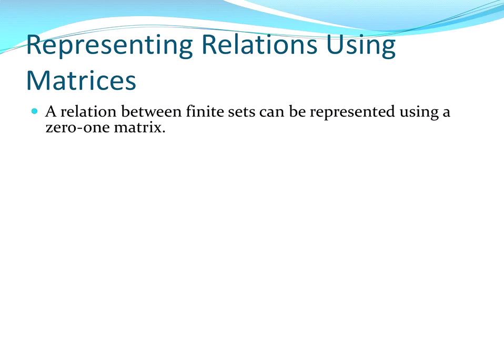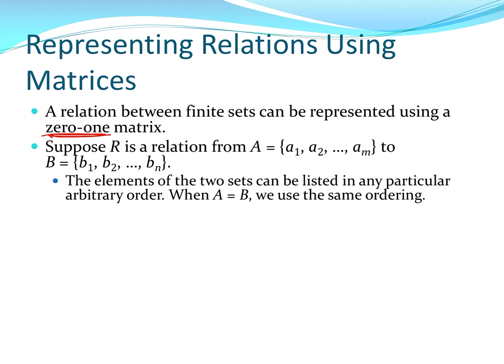So if we have a relation, we can represent it with a 0, 1 matrix. The way we do that is, if we have a relation from A to B, and A has m elements and B has n elements, then we'll use a matrix with m rows and n columns to represent the relation. The ordering isn't important until you establish the matrix, and then you have to keep in mind the ordering of the elements.